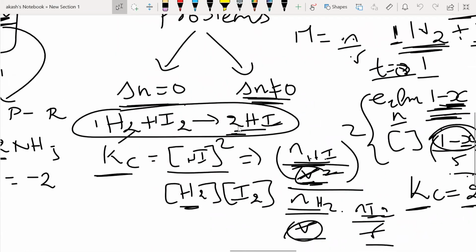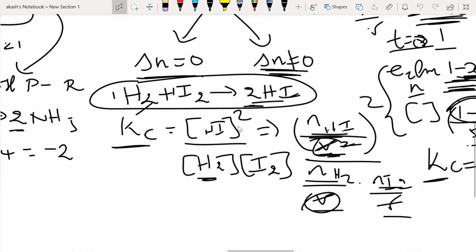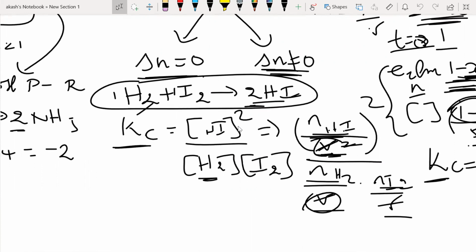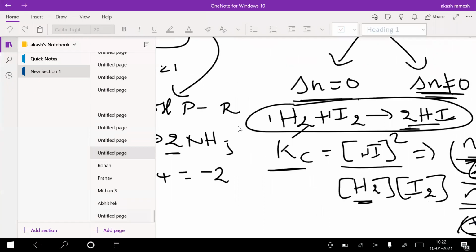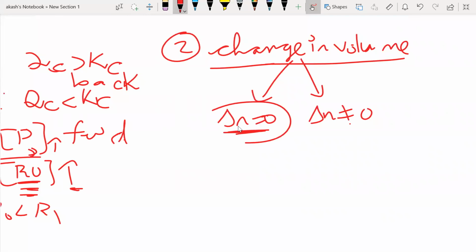See here, right? So you took delta N equal to 0 for the H2 plus I2 giving 2HI reaction. Now if I write the Kc equation, this is molarity. Now I convert it into number of moles and volume. So you see that all the volume terms are getting cancelled. What that means is, if I have a delta N equal to 0 kind of reaction, change in volume has no effect, because in the Kc equation there is no volume term.